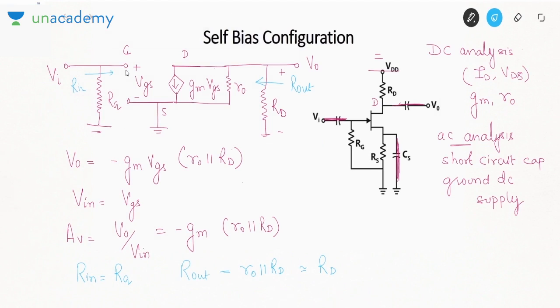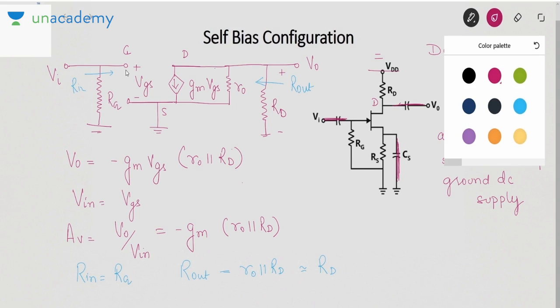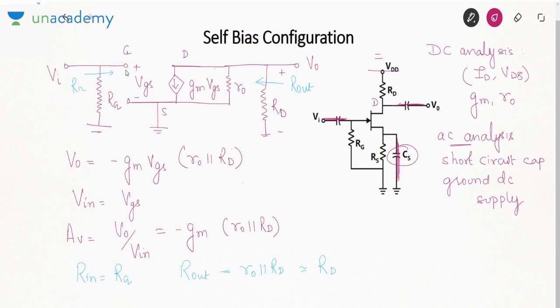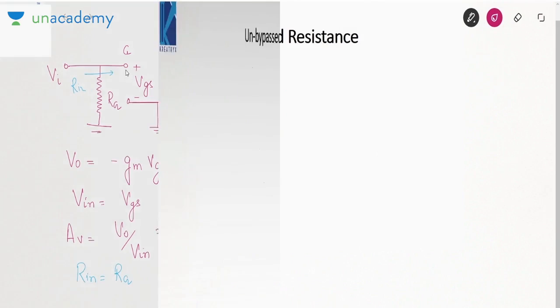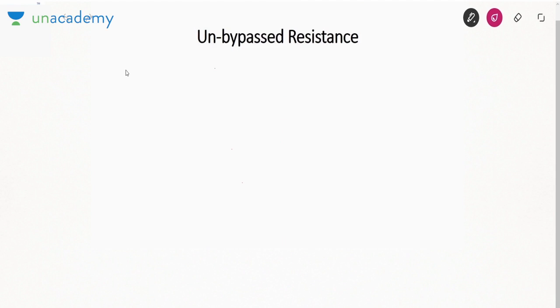Where they are different, they are different in their DC analysis, because in this configuration self bias, we saw earlier that a quadratic equation will be formed, so analysis is not very simple. Now one modification that I'll do is, I'll remove this capacitor CS. If we remove this capacitor CS, it means unbypassed RS. So how will the model change?